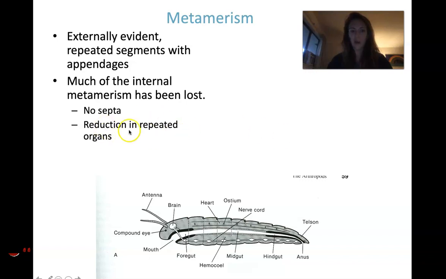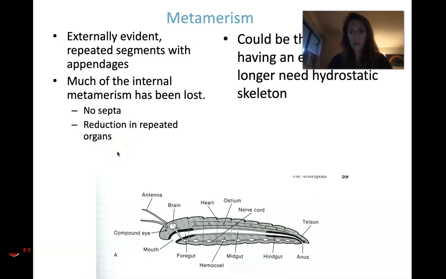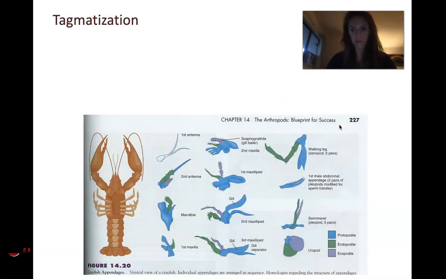So there's actually not quite as much of the repeating organs as there was in annelids, okay? They still have it. And this could be the result of having an exoskeleton. So in annelids and other metameric phyla, those animals are going to have a hydrostatic skeleton, whereas these ones are going to have an exoskeleton, so a different kind of support system here.